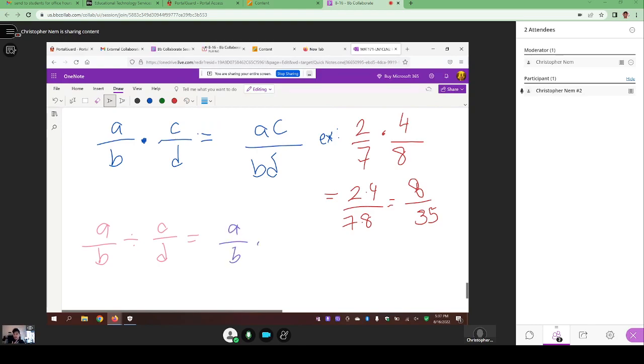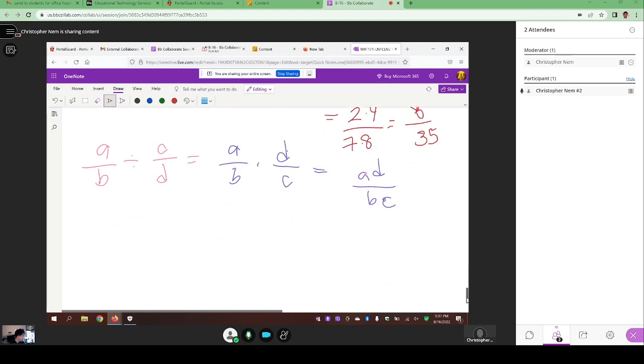So there's a common phrase that people say, which is keep, change, flip. We're going to keep the first term the same. We're going to change the symbol division to multiplication. And then we're going to flip or reciprocate, that's the bigger word, our value C over D. It's going to turn into D over C. That's what it means to flip or reciprocate. I will be using reciprocate from now on in the class instead of the word flip. So if I do that, it's multiplication. And when we multiply, we just multiply the top with the top, the bottom with the bottom. AD over BC.